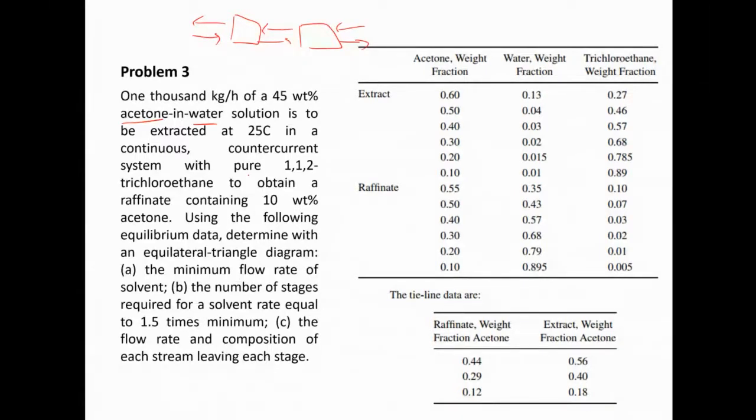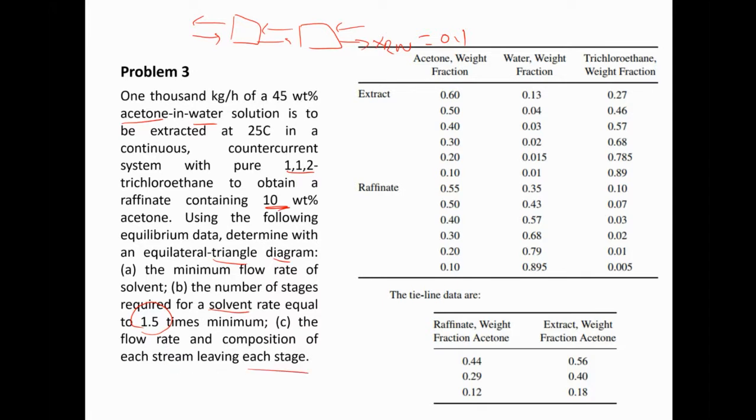With pure solvent, so your solvent is pure trichloroethane, to obtain a raffinate containing XR N equal to 0.1. Using the following equilibrium data, determine with an equilateral triangle diagram the minimum flow rate of the solvent, the number of stages required, and the same when the solvent rate is equal to 1.5 times the minimum. It is similar to what we did last time in the example, and see the flow rate and composition of each stream leaving each stage.